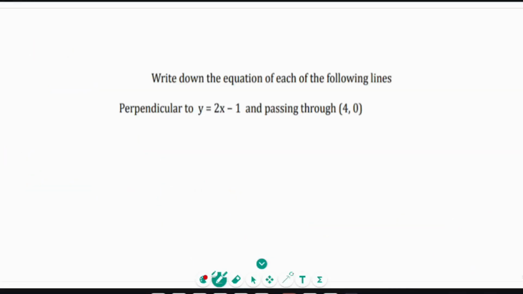Now we need to write down the equation of each of the following lines. Well, we're just doing the one line. Perpendicular to y equals 2x minus 1 and passing through (4, 0). Gradient here is 2. 2 times our perpendicular gradient is -1. Divide both sides by 2. Our perpendicular gradient is -1/2.